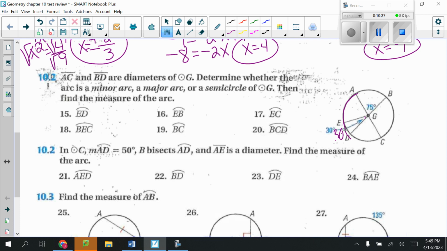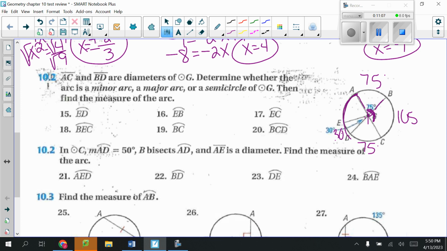So if we want, we could just go ahead and fill in everything that we know. This angle is 75, so that means that arc up there is 75. By vertical angles, this is also 75, so this is 75. We know that 75 and this angle right here are a linear pair, so if I do 180 minus 75, I find that this is 105.